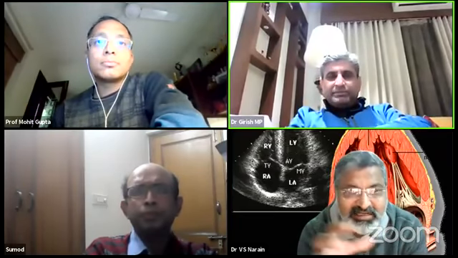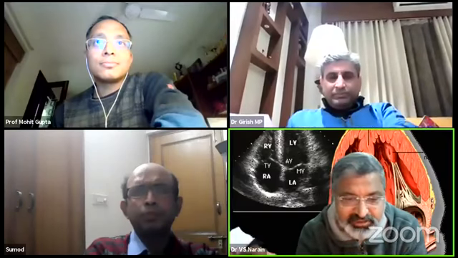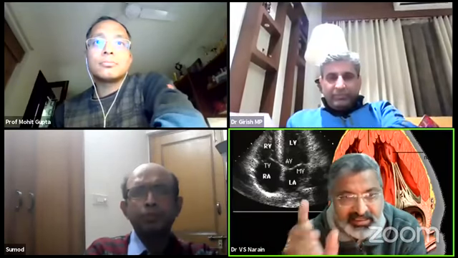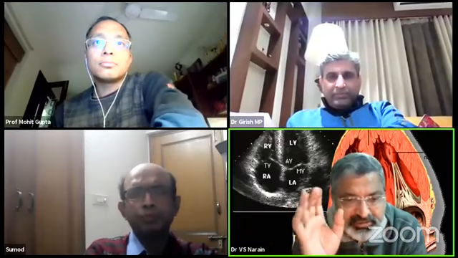That you have a rightward shift or a leftward shift, and a rotation of the heart. Rotation and loop is different. Loop is basically vector.